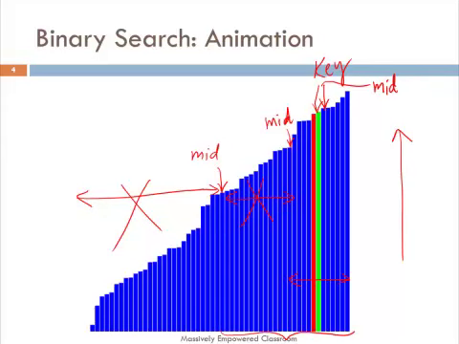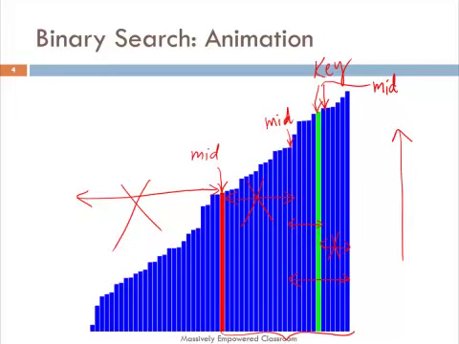This midpoint, the value there, is greater than the key, which means that this part of the array cannot contain the key. The key must be present between this set of elements. So it keeps repeating this process until it eventually narrows down to and finds the key.